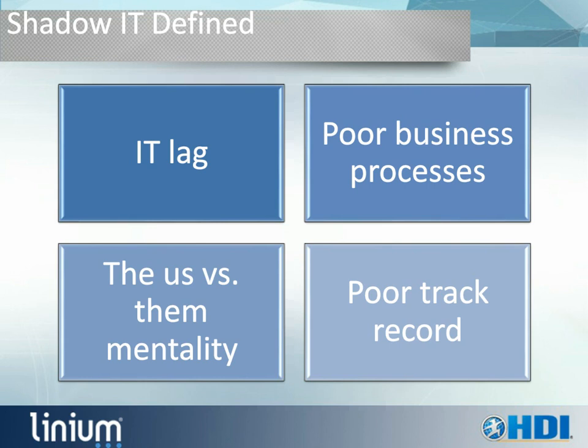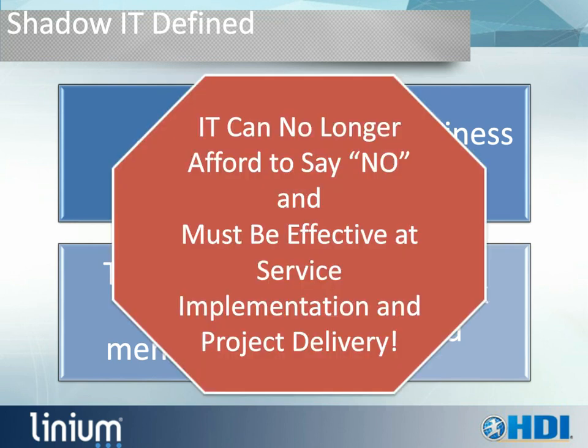And then finally, in many cases, IT just has a poor track record of stalled or failed implementations and lack of cooperation with the business. In those cases, the business is also going to go outside to purchase what they need rather than deal with a dysfunctional business unit. So if you're in an IT organization that is seeing a lot of shadow IT, you may need to consider that you've got to get your act together too.